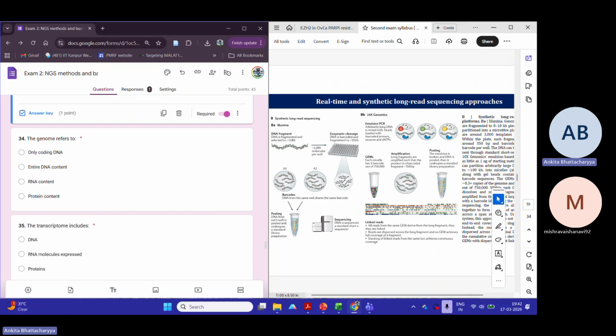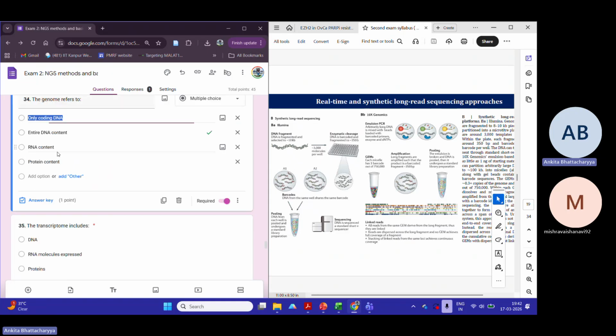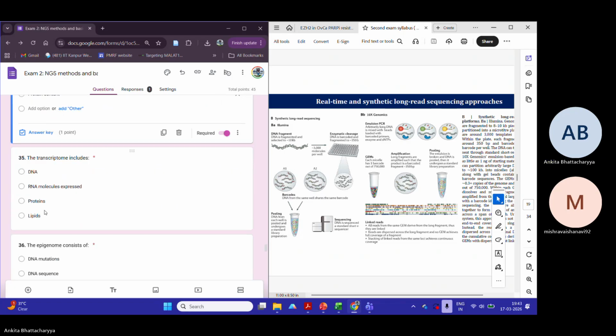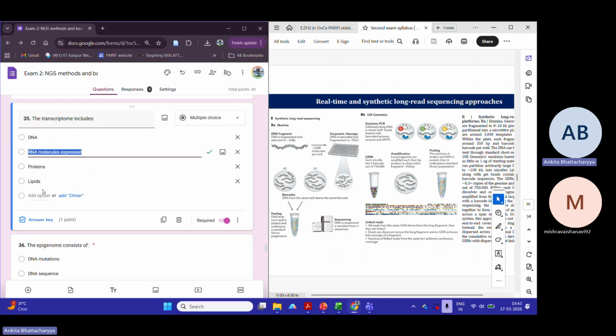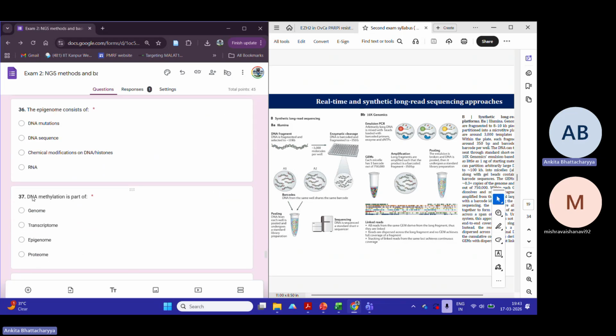Then we have the genome referring to: only coding DNA, entire DNA content, RNA content, protein content. So genome refers to the complete DNA content. Transcriptome naturally includes all the RNA molecules that are expressed. The epigenome, what does it consist of?